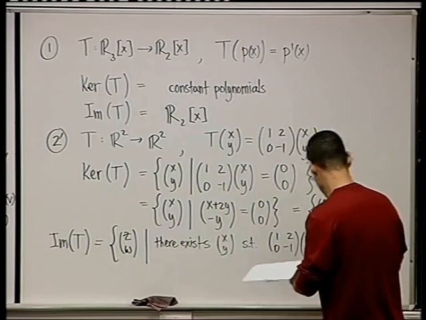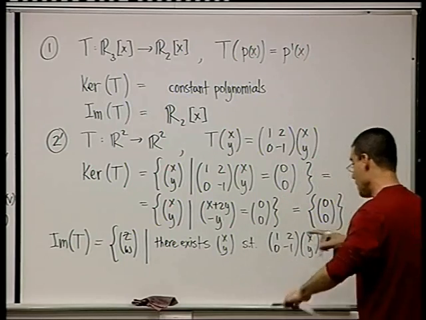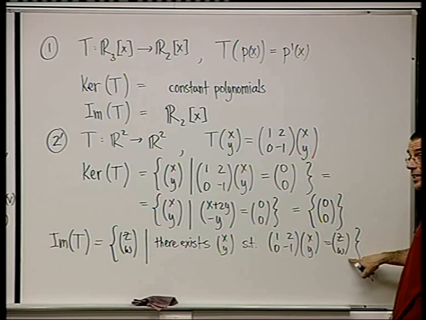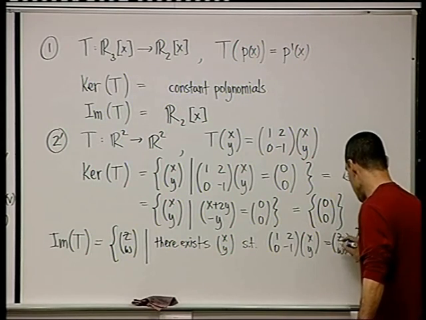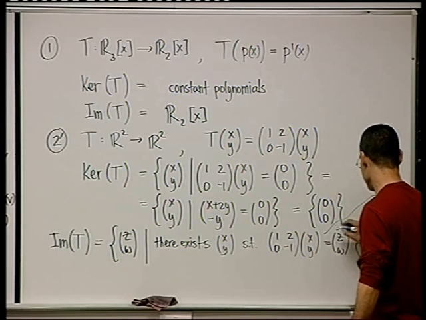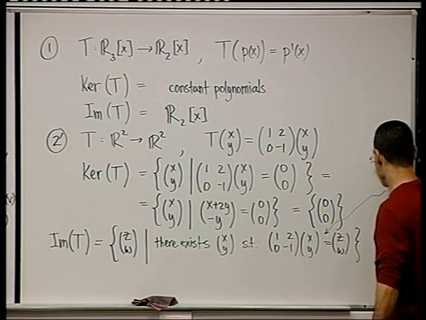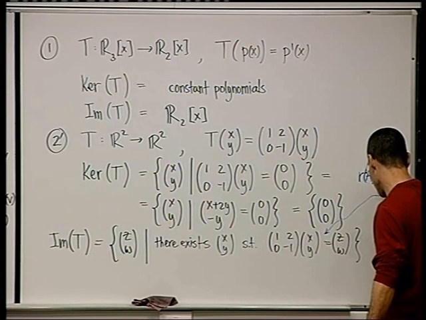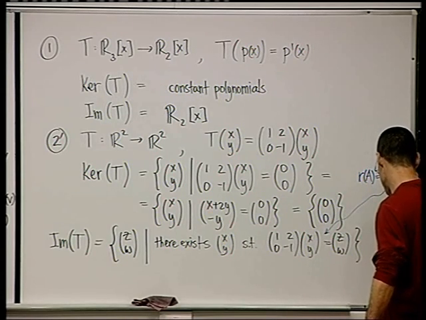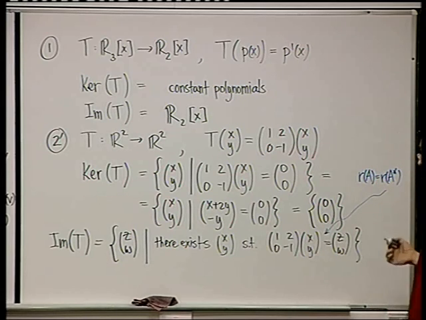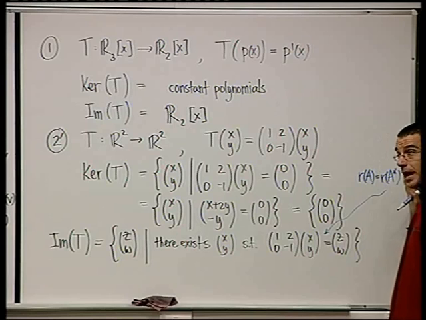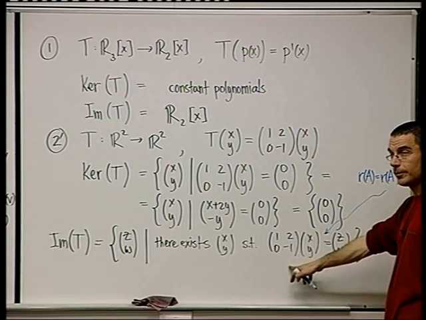Let's maybe use blue, which I happen to have here. So there exists X, Y such that this is satisfied, such that this has a solution. So let's write it here. This has a solution if and only if R of A equals R of A star, right? That was the criteria for having a solution, and it has to equal N, the full rank. N here is what? 2.